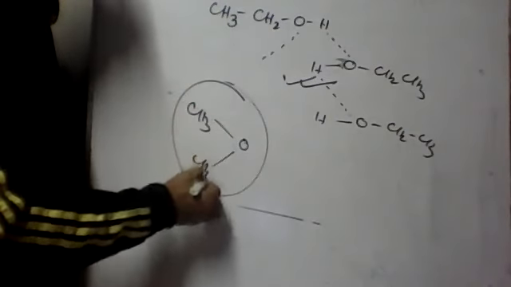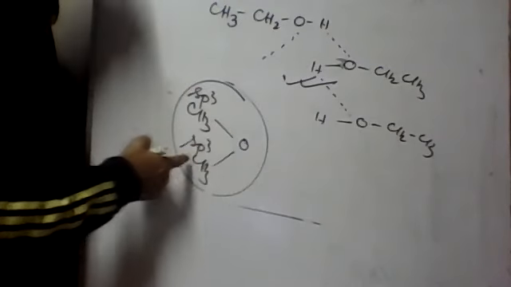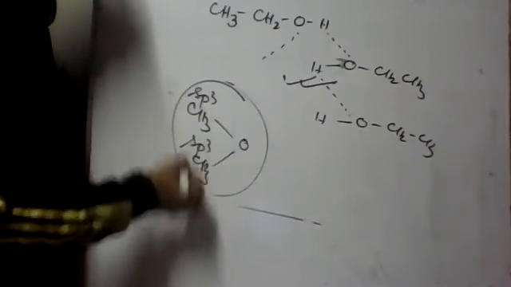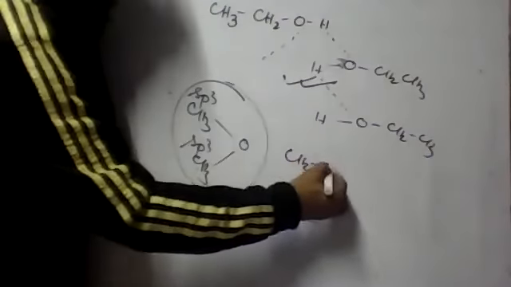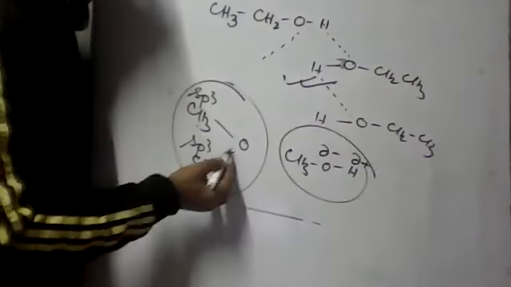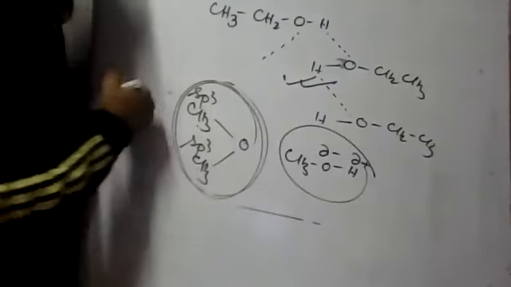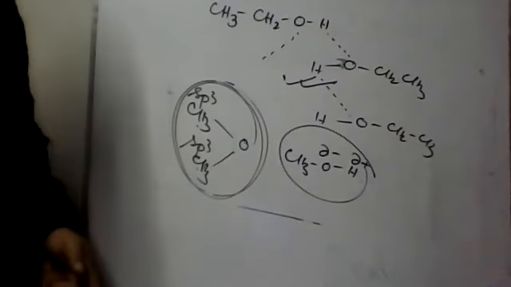These hydrogens are not polar. It is sp3 hybridized hydrogen, sp3 hybridized carbon containing hydrogen. So there is no question of polarity in this hydrogen. But in alcohol, this hydrogen is polar, delta plus, delta minus. So here intermolecular hydrogen bonding takes place, but here there is no question of intermolecular hydrogen bonding. Got it now?